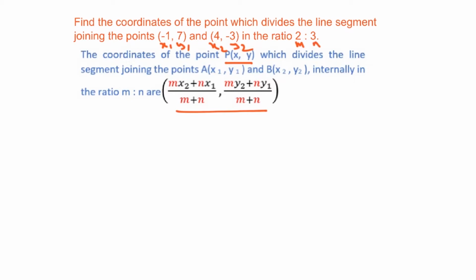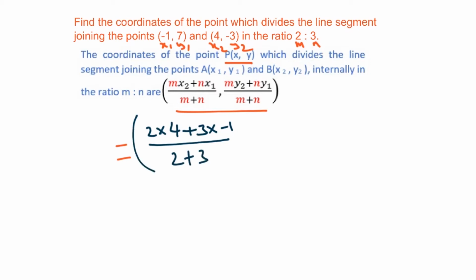So let us substitute in this formula. m x2 means m is 2, 2 times x2, x2 is 4, plus n x1, n is 3 and x1 is -1, divided by m plus n, means 2 plus 3, comma, the y coordinate is m y2, 2 times y2 is -3, plus n is 3, y1 is 7, divided by 2 plus 3.